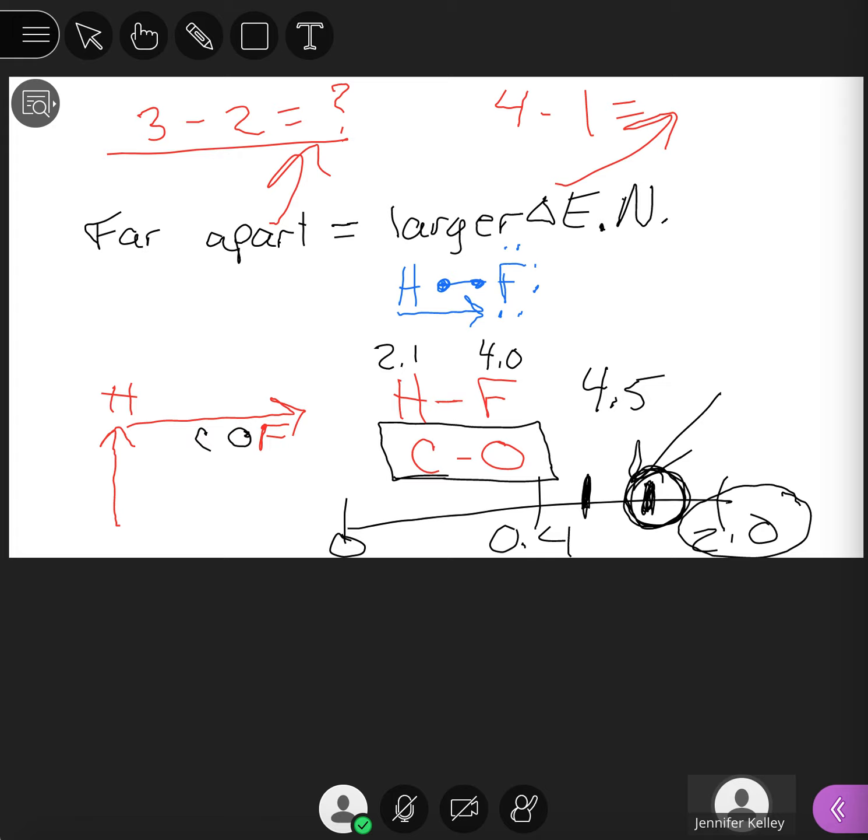The biggest distance apart on the periodic table, the larger the electronegativity difference is. Because remember, the trend is that this is small and this is big. No, backwards. This is large. And this is small. So if they're very far apart, they tend to have a larger electronegativity difference. Does that make sense, Amelia?